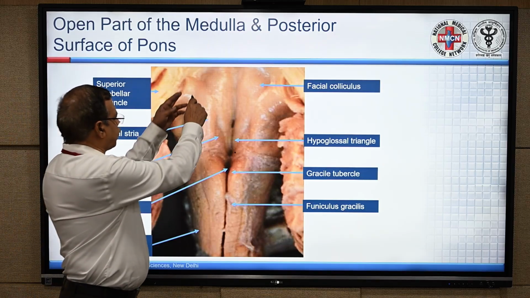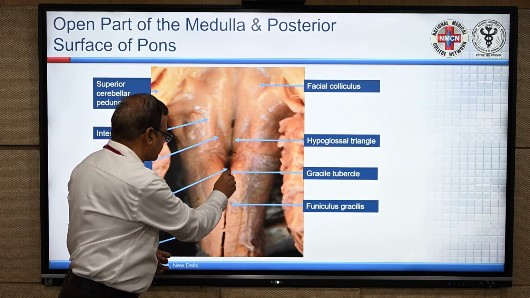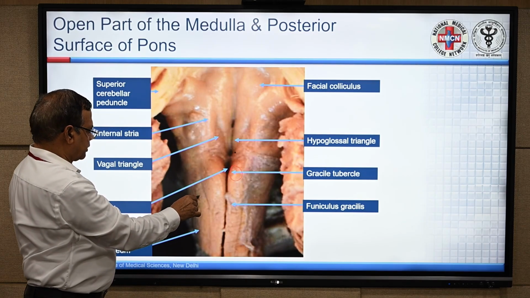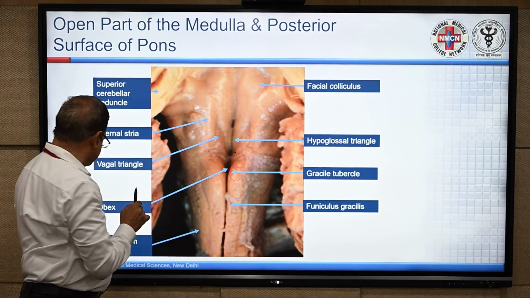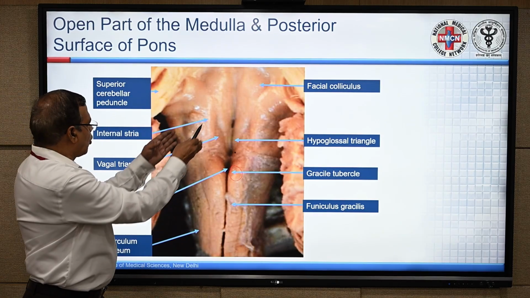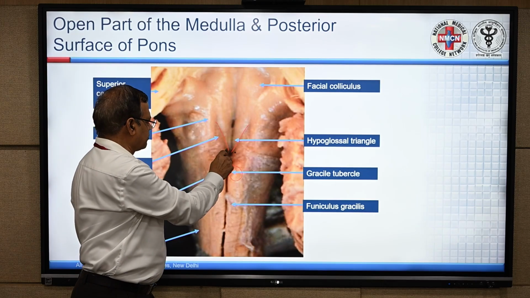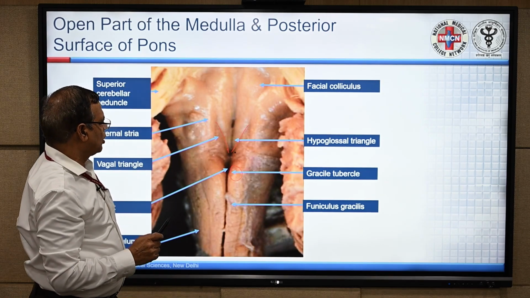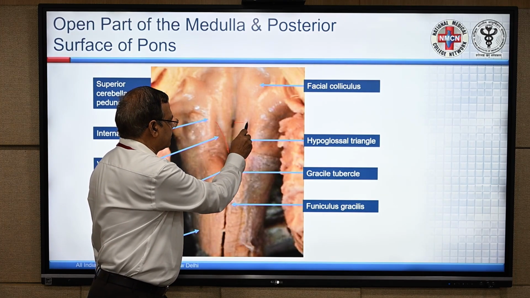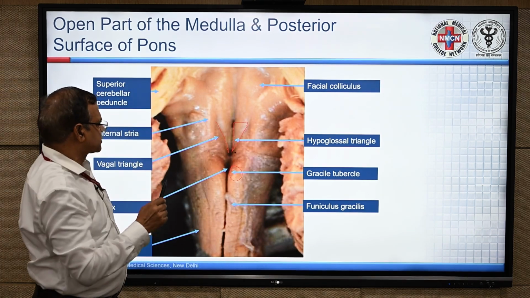Here you can see the floor of the fourth ventricle, which is very important. So, what is here is the gracile tubercle, cuneate tubercle is here, then this is the funiculus gracilis, and tuberculum cinereum can be seen on the lateral side. In the open part of the posterior surface of the medulla, you see a fountain pen nib type structure. This is called calamus scriptorius. This is the hypoglossal triangle. Half of this is the hypoglossal triangle, and deep to it lies the hypoglossal nerve nucleus.